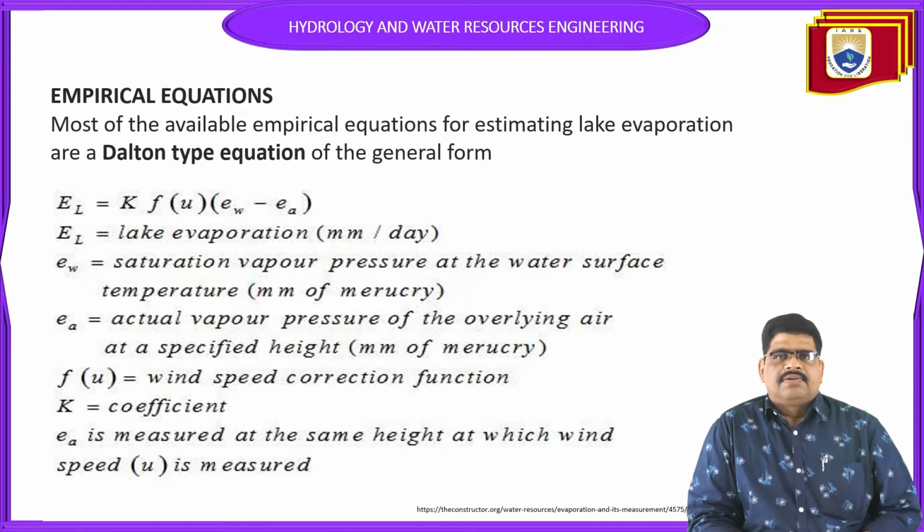Next, EA. What is meant by EA? Here, it is the actual vapor pressure of the overlying air at the specified height, in mm of mercury. Next, F of U is the wind speed correlation function. Here, K is equal to a coefficient, and EA is measured at the same height at which the wind speed U is measured. So that is the first empirical equation, the general form of Dalton's equation.